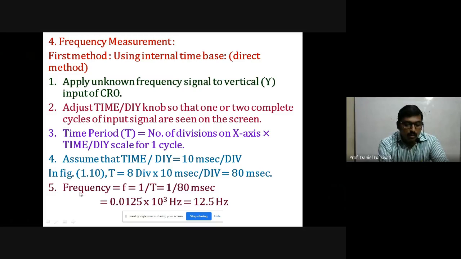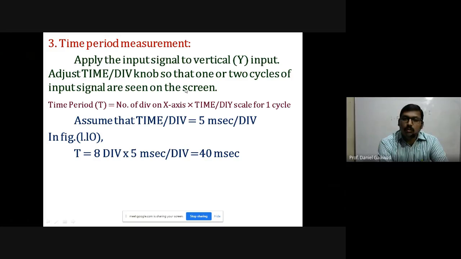Now according to the formula, frequency is equal to the reciprocal of time period. Accordingly, f is equal to 1 upon T, that is 1 upon 80 millisecond. Millisecond we have to convert into second, so minus 3 becomes plus 3, and 1 upon 80 is equal to 0.0125, and when we merge this 10 raised to 3 with this, we get 12.5 hertz. So this is the direct method. Initially we calculate the period, and then from the period we calculate the frequency. Period calculation is the same as the previous application, time period measurement.